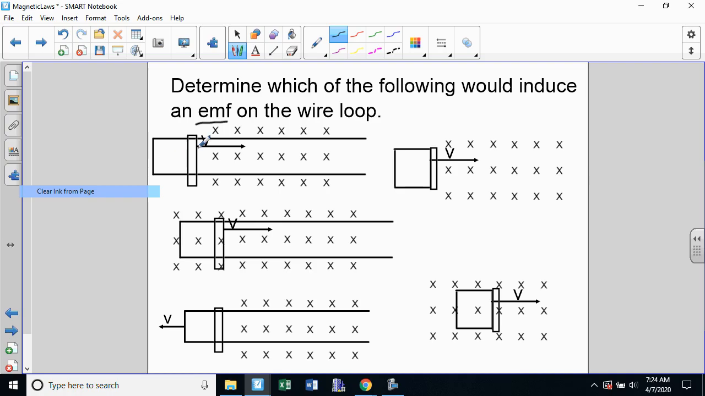So in the first example we have conducting rails. This is your conducting rail, and it is stationary. You lay a conducting rod on top of the rails, and you're going to drag the rod to the right in this uniform magnetic field. So I want you to think about, is an EMF going to be induced there?